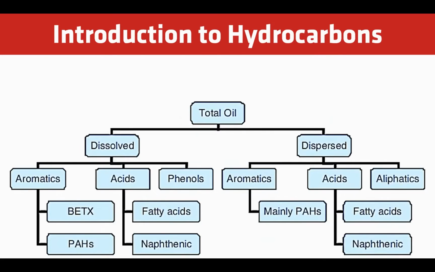Total oil can be broken down into dissolved oil and dispersed oil. Dissolved oil is in soluble form and normally consists of aromatic hydrocarbons and organic acids. Dispersed oil is in many droplets ranging from submicron to hundreds of micron in size. This oil contains both aromatic hydrocarbons and aliphatic hydrocarbons.